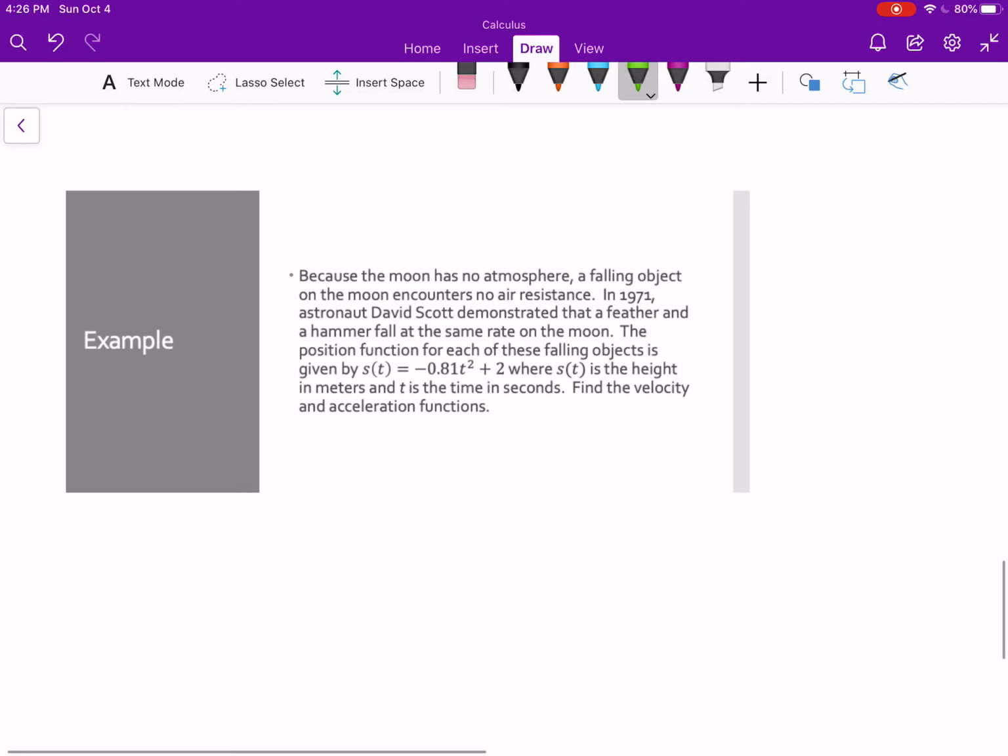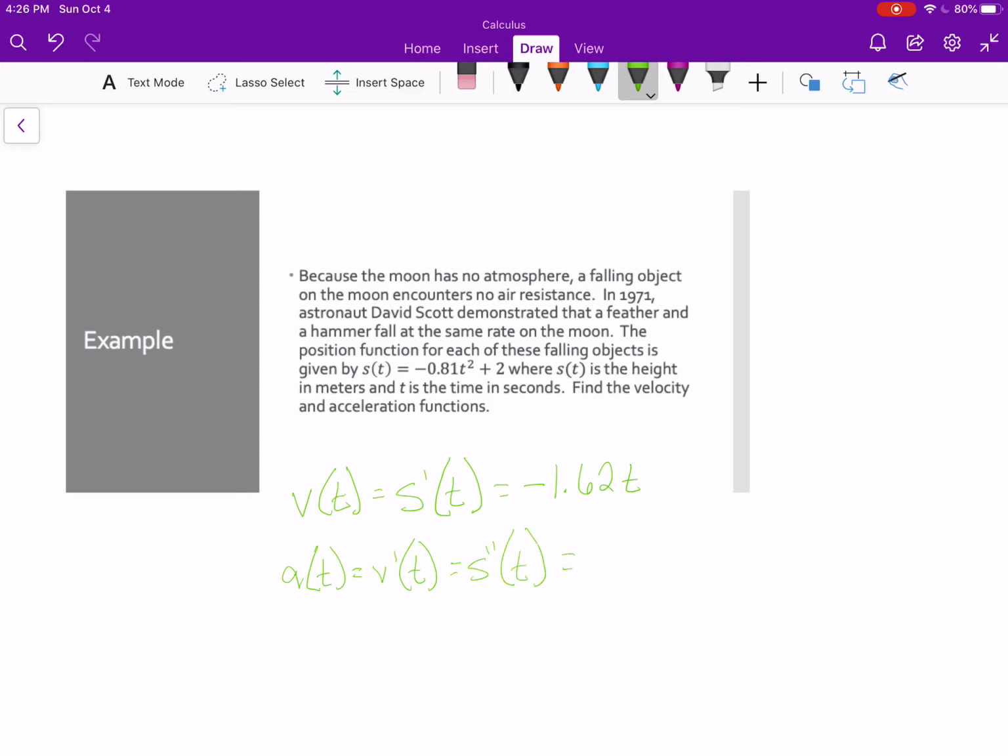So first, let's find the velocity function. And we know velocity, v of t, is equal to the derivative of the position function. So s prime of t. So the derivative of that should be negative 1.62 t. And then the acceleration function is equal to the derivative of the velocity, which is the second derivative of the position, which is just negative 1.62.